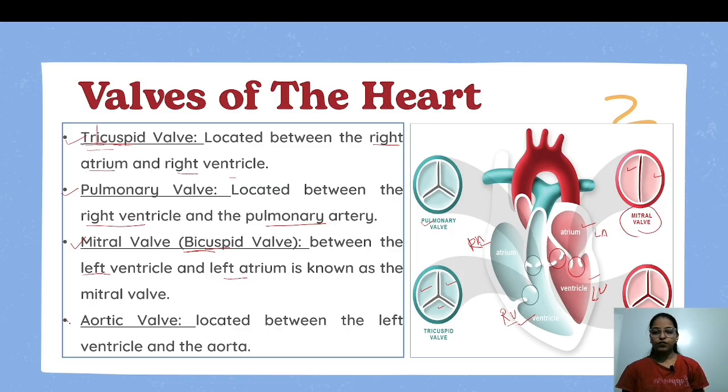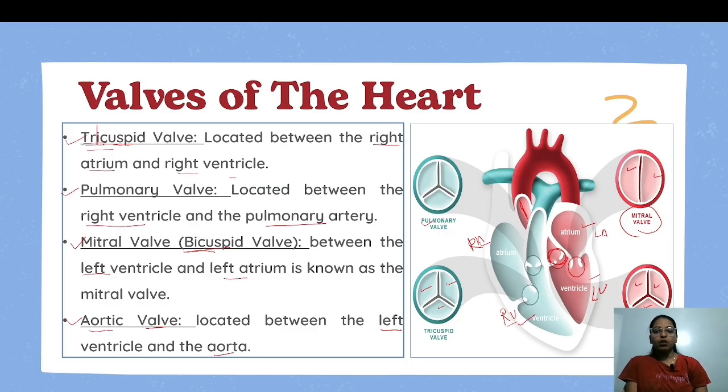Okay, and the fourth valve is the aortic semilunar valve or aortic valve. It is present between the left ventricle and the aorta. Left ventricle and this part, this is the aorta. So this valve is the aortic valve and it has three cusps, 1, 2, 3. That means all the valves present in the heart have three cusps, but only the bicuspid valve, which is also called the mitral valve, has two cusps, and this mitral valve is present between the left ventricle and the left atrium.